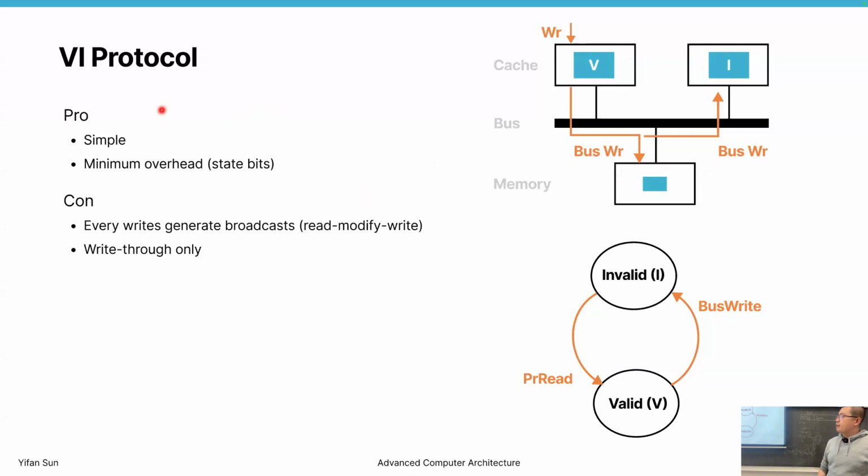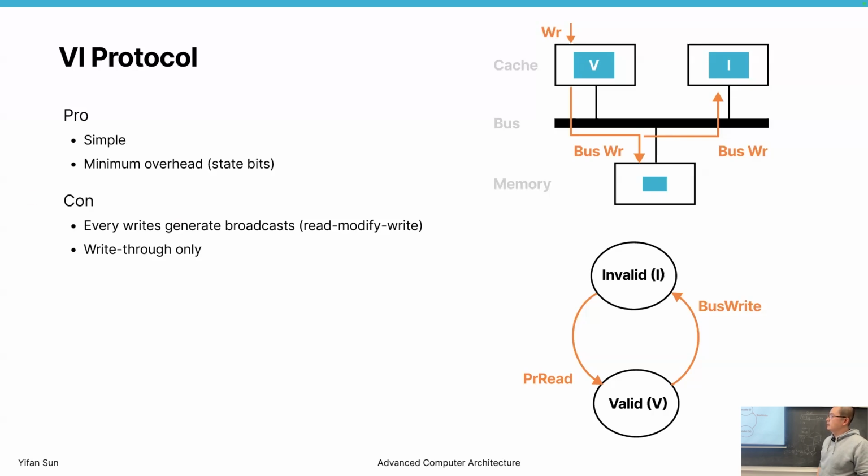Now for the VI protocol in particular, what are the pros and cons? It's rather simple. It's the simplest design, and only needs 1 bit of overhead. And I wouldn't say it's an overhead, because you need to keep it as V and I anyway.